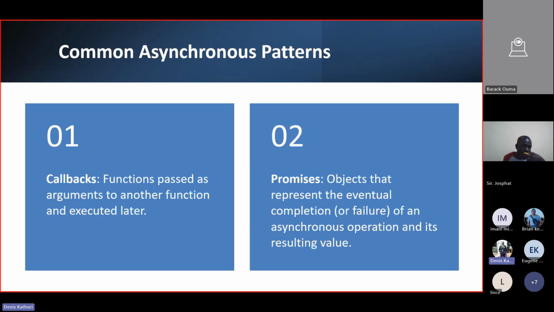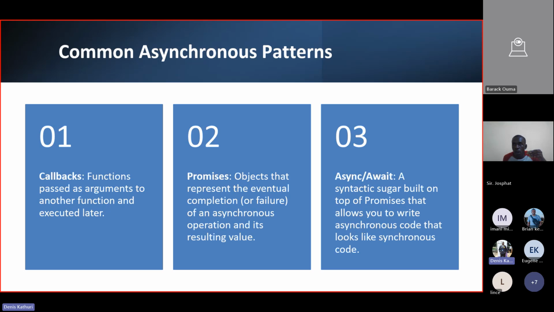And the third asynchronous pattern we shall be checking is async and await. Async and await is sugar built on top of promises that allows you to write asynchronous code that looks like synchronous code. So async and await makes your code more readable and easier to maintain. It's the syntactical sugar built on top of promises.